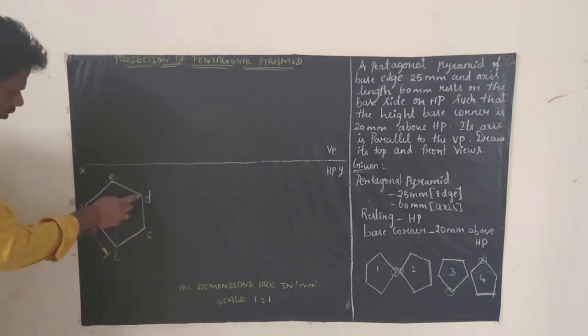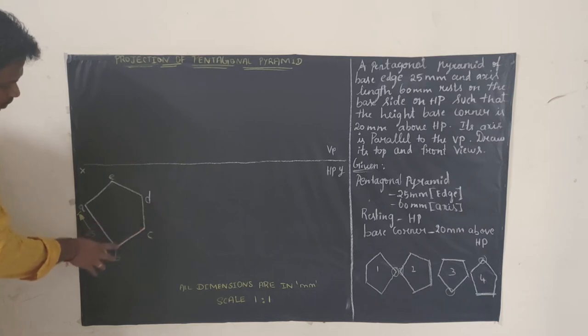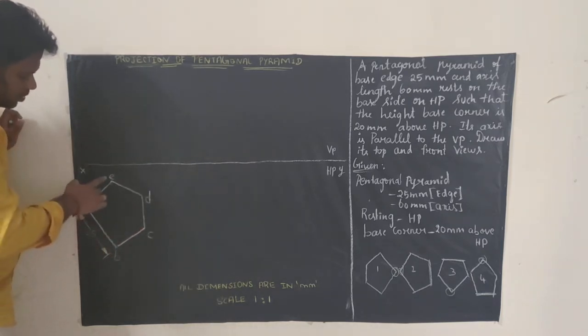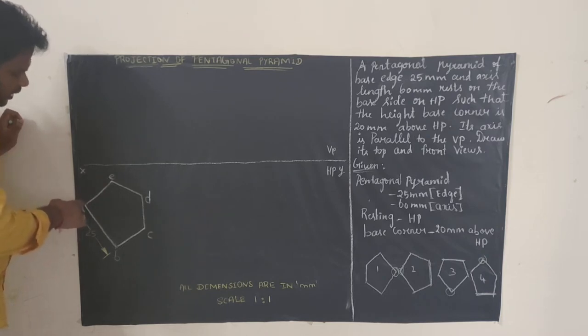Keep your protractor here. Take 72 degrees and draw a line. The length of the line will be 25. Here also 25. Take your compass. Keep your compass at B and cut an arc here. Keep your compass at E. Cut an arc here. You will be getting a point A.